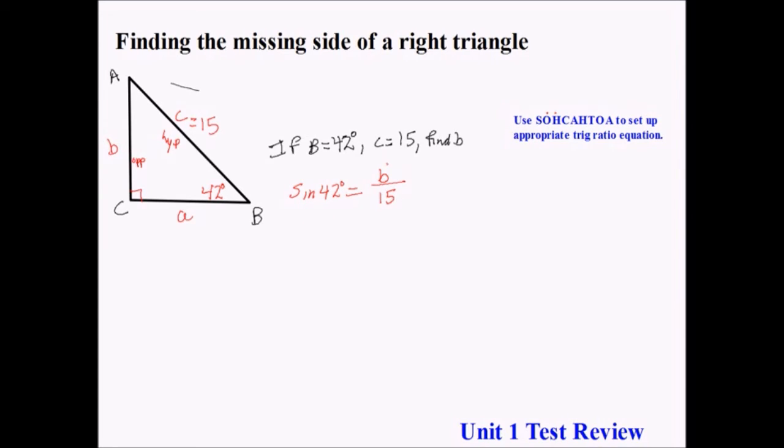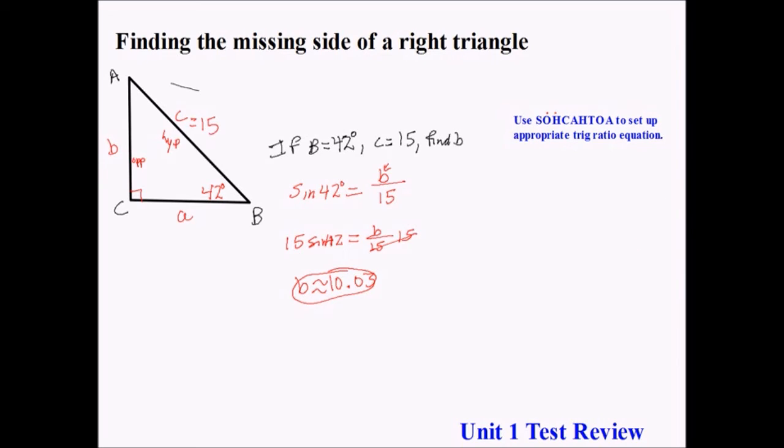Algebra 1 says that we want to solve for B. So I want to multiply both sides by 15. Cross that out. And when you plug that in, you should get approximately, B should be approximately 10.03. Questions?